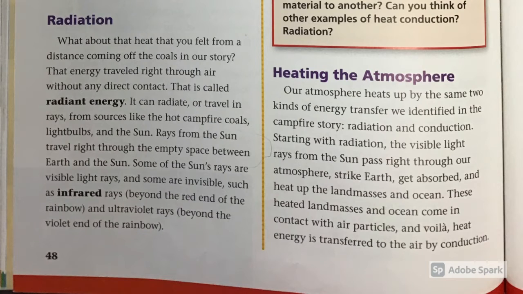Heating the atmosphere. Our atmosphere heats up by the same two kinds of energy transfer we identified in the campfire story: radiation and conduction. Starting with radiation, the visible light rays from the sun pass right through our atmosphere, strike Earth, get absorbed, and heat up the land masses and ocean. These land masses and ocean come in contact with air particles, and voila! Heat energy is transferred to the air by conduction.